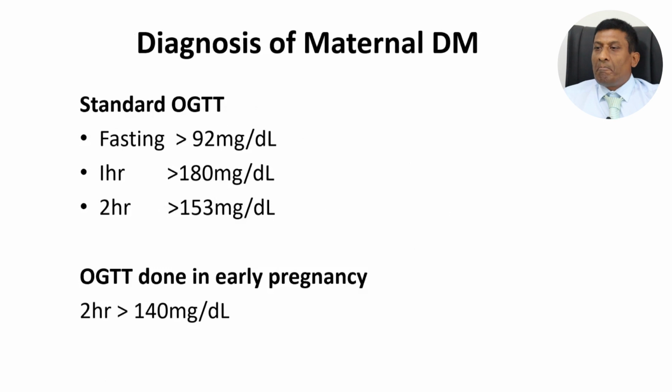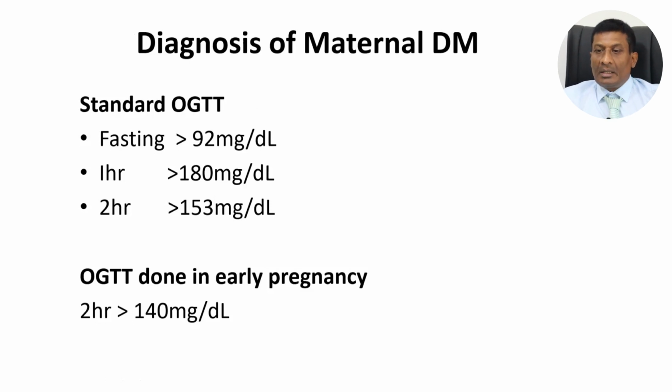How do you diagnose maternal diabetes? If you go by the standard OGTT, that is 75 grams in a fasting patient, a fasting level above 92 milligrams per deciliter. If you do the 1 hour value, if it is above 120, and the second hour value above 153. So you can see that the values are totally different from the non-fasting, from a non-pregnant patient.